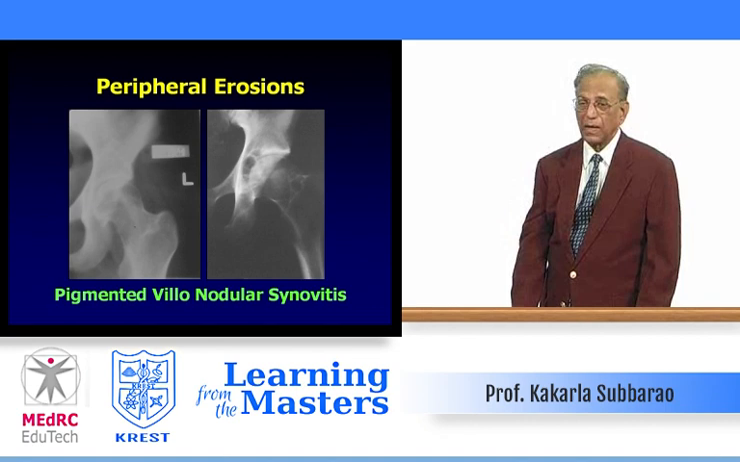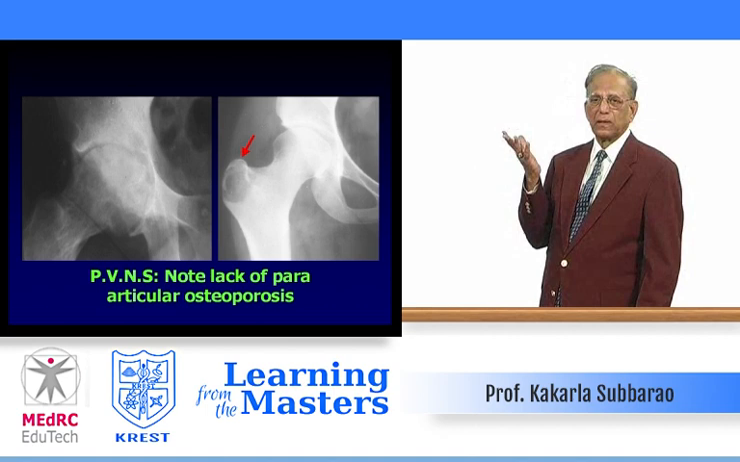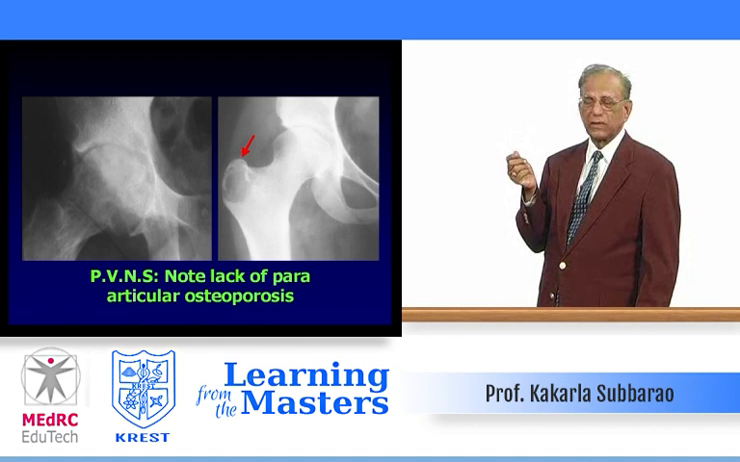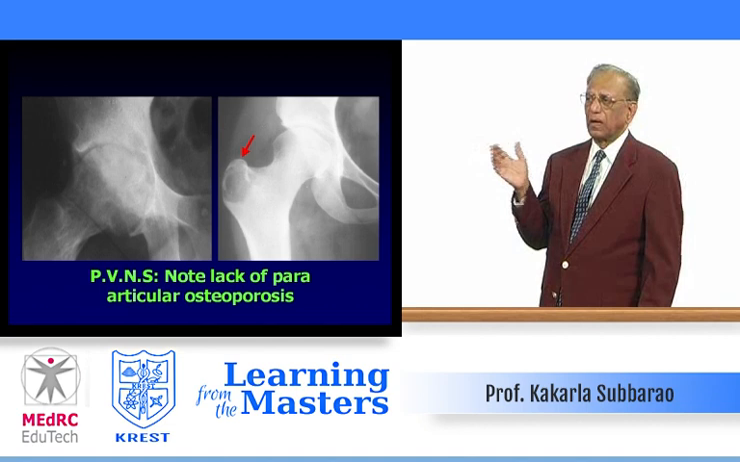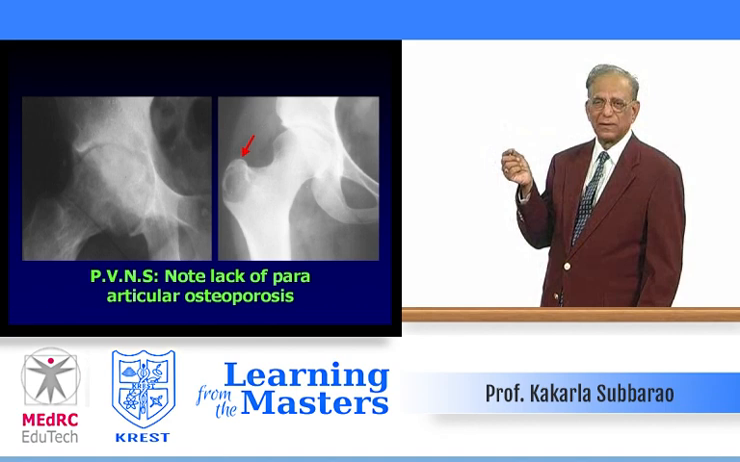Another case of PVNS, there is a trochanteric bursa, the synovium proliferates and you produce a large lytic lesion simulating a tumor. On the left side, it is universal narrowing, multiple erosions both in the acetabulum as well as in the head of the femur. But yet, it is not rheumatoid arthritis because there is no para-articular osteoporosis.